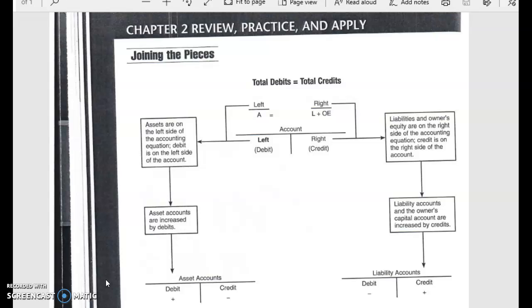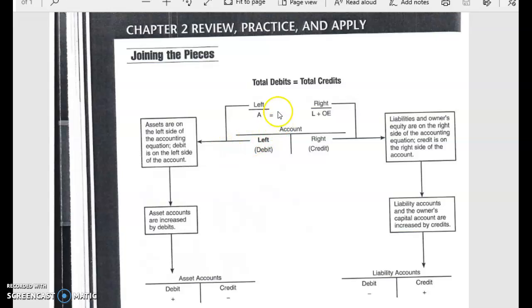I wanted to review what we had done last week on debits and credits. I wanted you to keep this in your mind before we started today's assignment. This Joining the Pieces chapter 2 review is in your helpful resources section under Joining the Pieces if you want to refer back to it. It's always there for you.